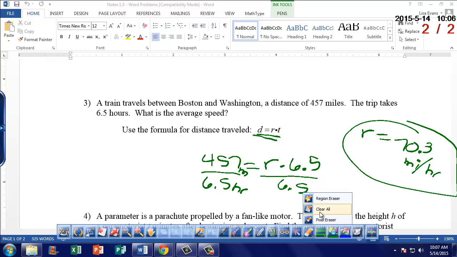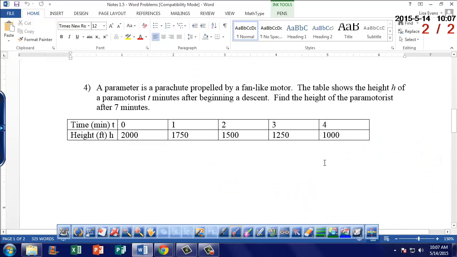Okay, next problem. This one's a little tricky, but we're going to see several of these, and they're basically all going to be the same. A paramotor is a parachute propelled by a fan-like motor. The table shows the height h of a paramotorist t minutes after beginning a descent. Find the height of the paramotorist after 7 minutes.